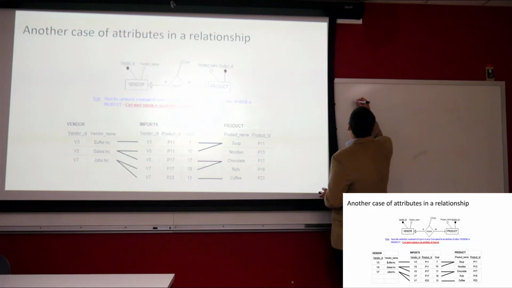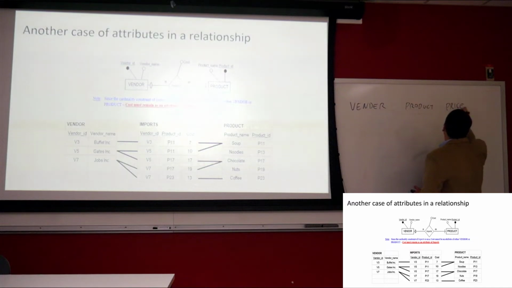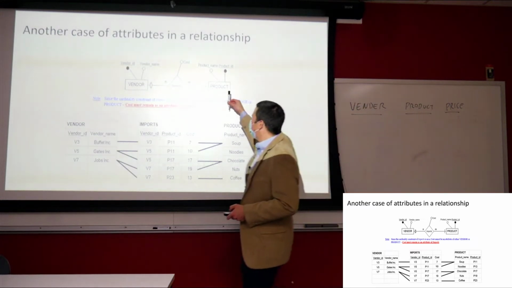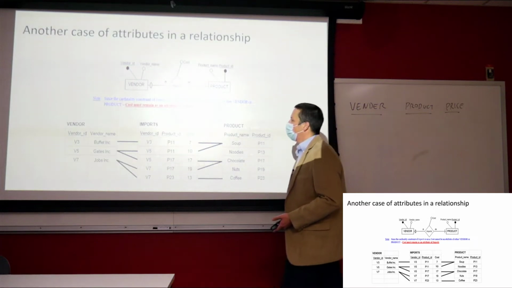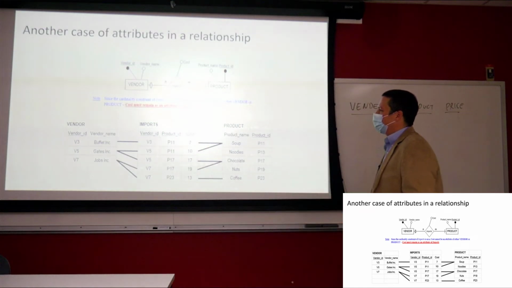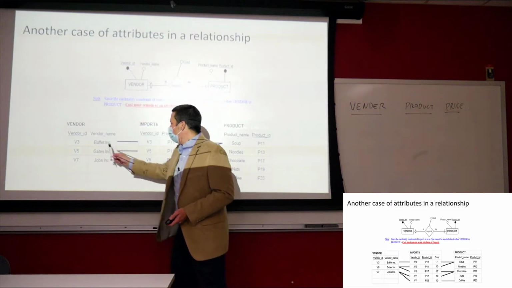Okay, so imagine now that we have our vendor, we have our product, and we have our price. Okay, so we have a gerund decomposing this many-to-many relationship. We have these 3 vendors, Buffett, Gates, and Jobs. And we have these 5 products, soup, noodles, chocolate, nuts, and coffee. Notice that product has optional participation in this relationship. And sure enough, we do have some products that aren't participating in the relationship. But all vendors are required to import some product, and we do see that represented here in what is effectively an instance diagram.